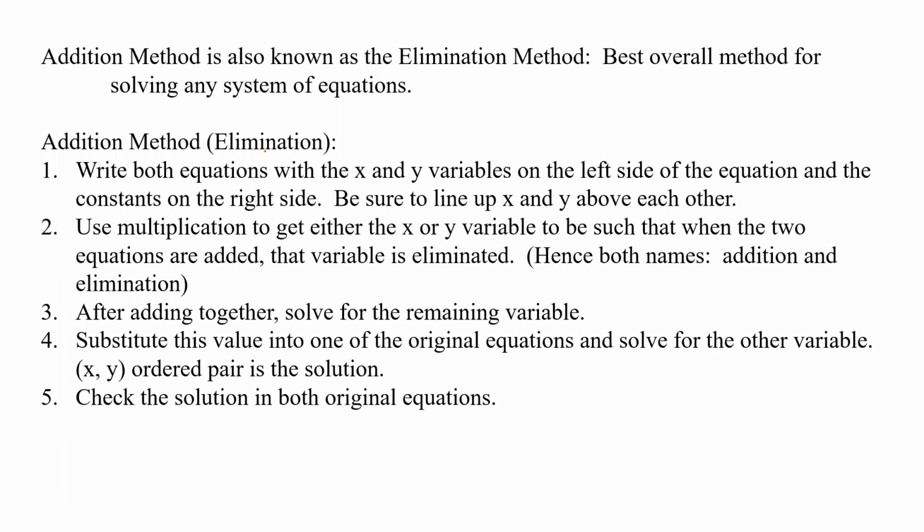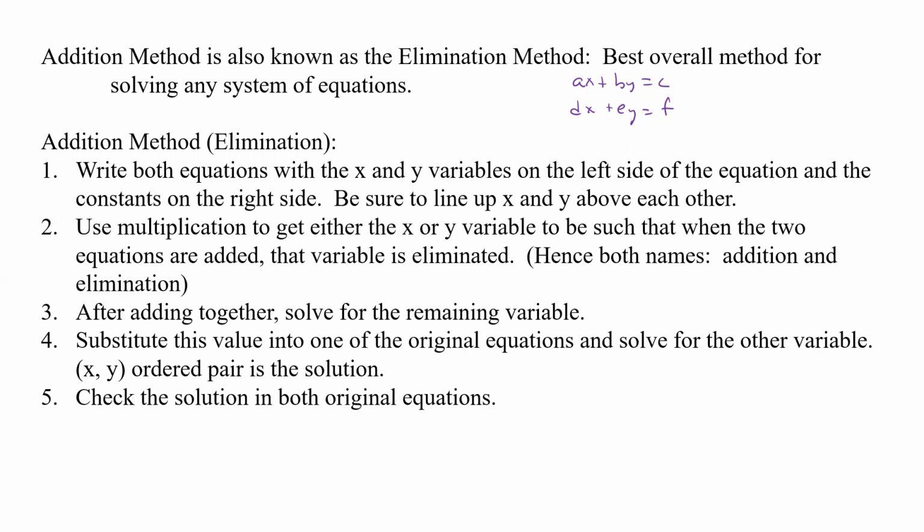Well, with this, we write both equations with the x and y variables on the left side of the equation and the constants on the right side. Now be sure to line up the x's and y's on top of each other. So, it's going to be the standard form: ax plus by equals c and dx plus ey equals f. So they're on top of each other. The x and y's are on the left and the constants are on the right.